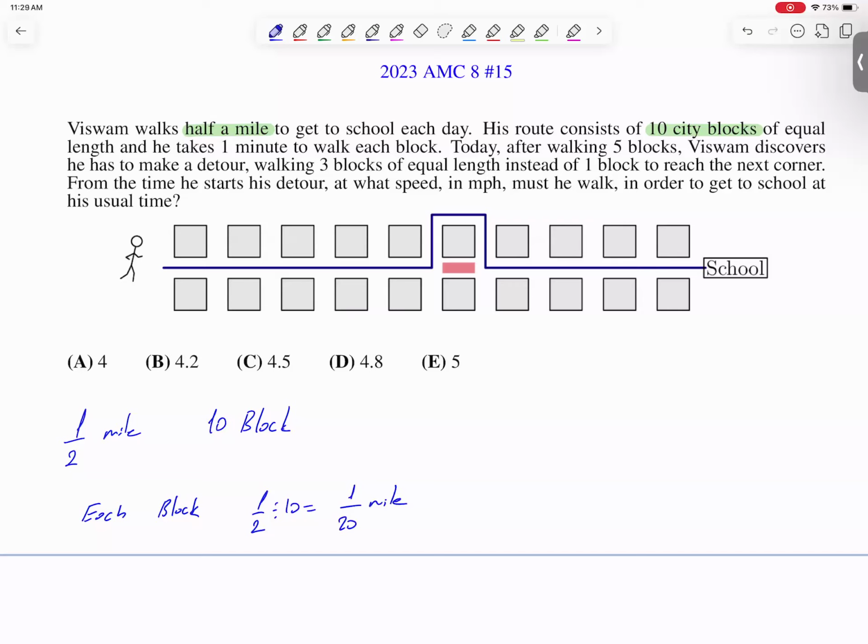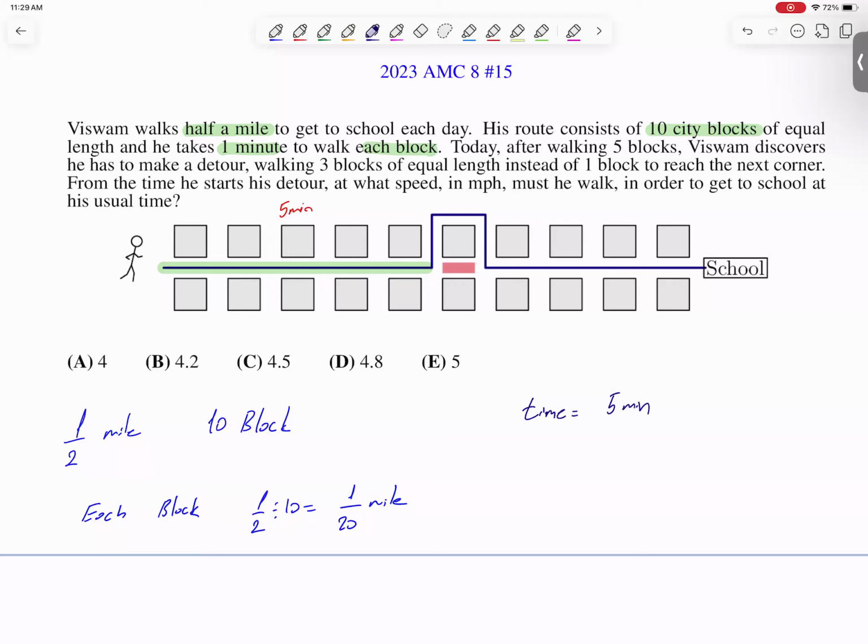And the time, it takes 1 minute to walk each block. So its usual time, it just goes 5 blocks, already 5 minutes passed. So to get the usual time, the rest of the distance he needs to cover also in 5 minutes. So we know if he wants to get to school on time, he has 5 minutes. He needs to cover the rest of the blocks in 5 minutes.